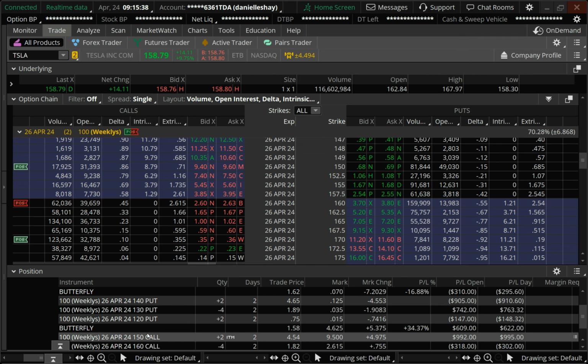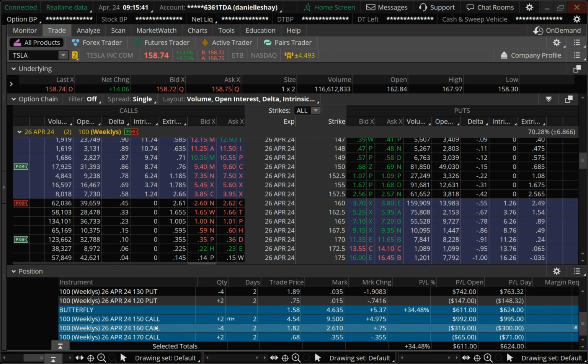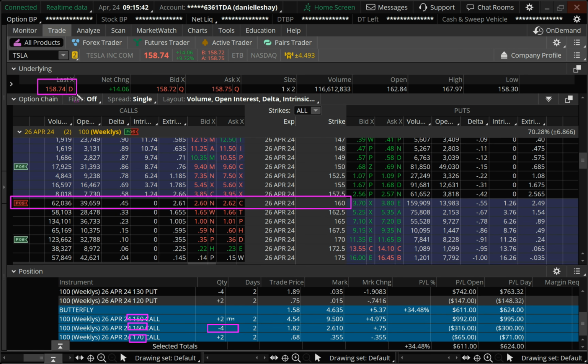Now, what is the trade? This is a Tesla butterfly. The trade was a $10 wide butterfly, 150, 160, 170, with 160 as the center strike. That's the strike that I sold. Anytime you have the strike that you have sold, that is going to be your target zone. And so, as you can see right here, we have Tesla trading at 158.74. That's just shy, just below that 160 price point. And you can see why I picked that strike.